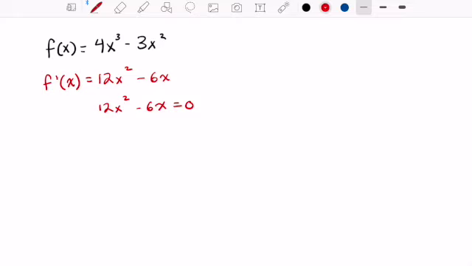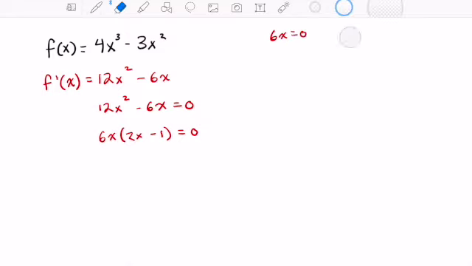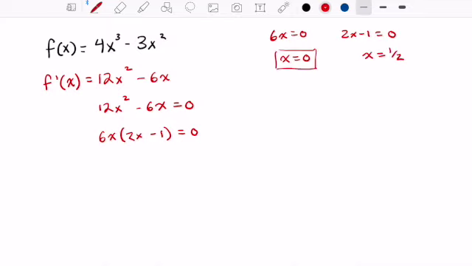Let's factor out a 6x from both of these. That gives us 6x times (2x minus 1) equals 0. Then we can break it up and say that 6x equals 0 and 2x minus 1 equals 0, and solve. We get x equals 0 and x equals positive 1/2. Now, these are our critical points.